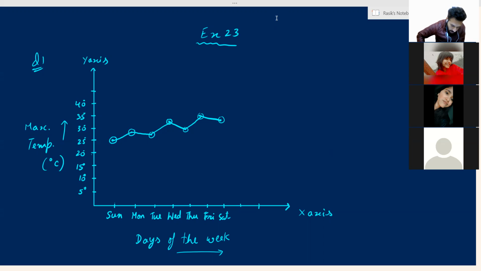26 is correct. Then 32 will be just below the middle line, between 30 and 35, just before the middle line, on the 4th division. Okay. 29 is correct. 34 is also correct. 31 is correct. So two dots you have to correct, which were on Monday and on Wednesday. Correct these two.